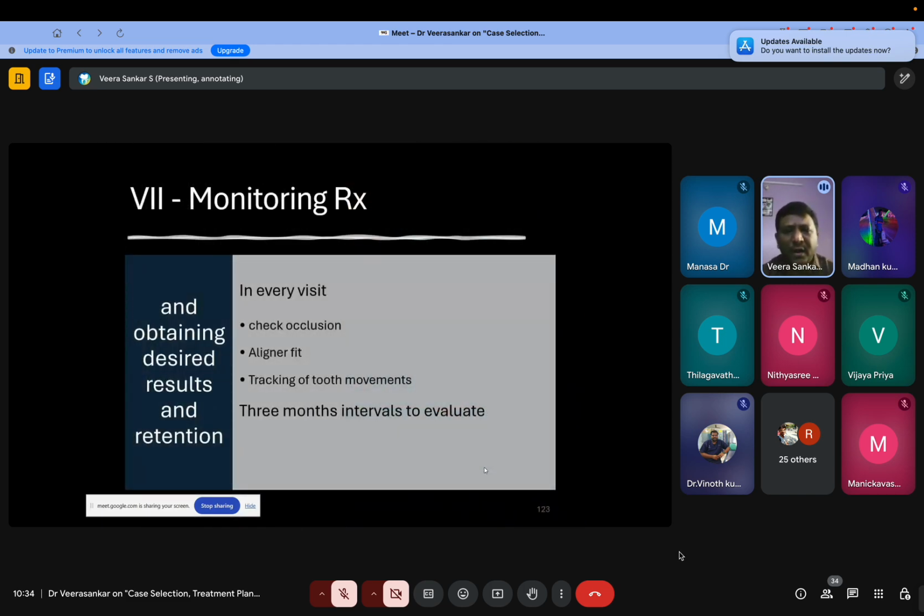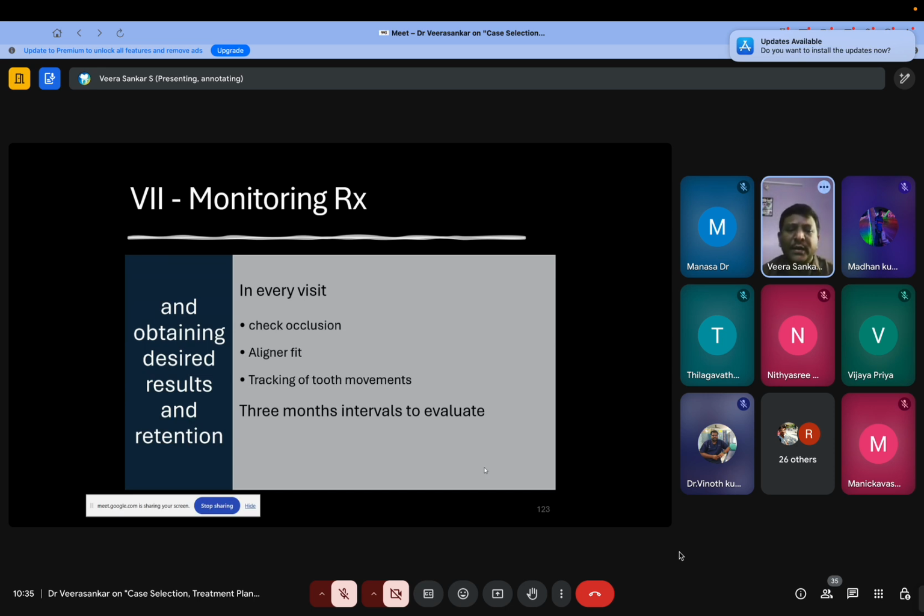So, moving on to monitoring the treatment. When it comes to aligners, the most frequently asked question from clinicians to an orthodontist is, I don't trust this process because we are unsure whether the patient is properly wearing the aligner, whether it is working or not. Do they really work? These are the most frequently asked questions. Yes, we can monitor the treatment.